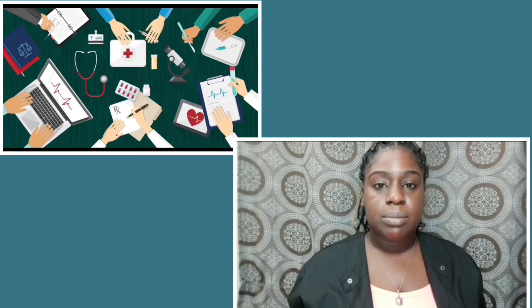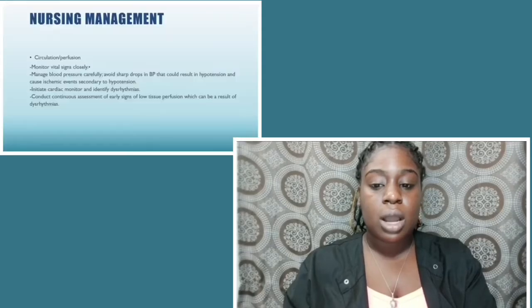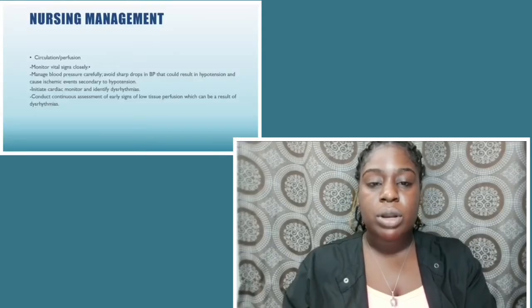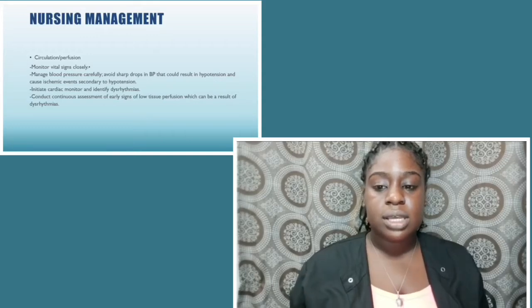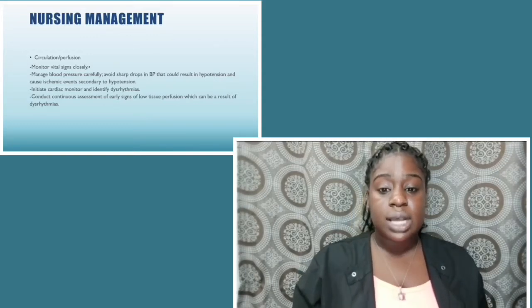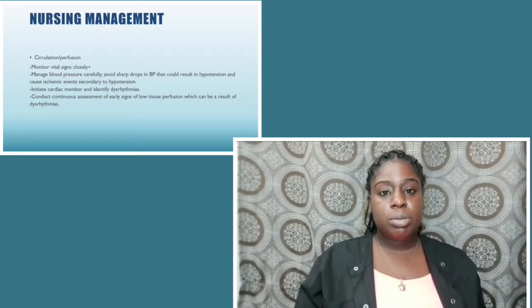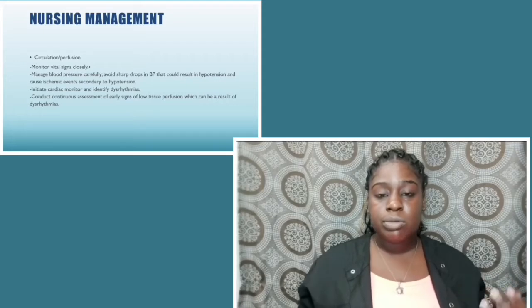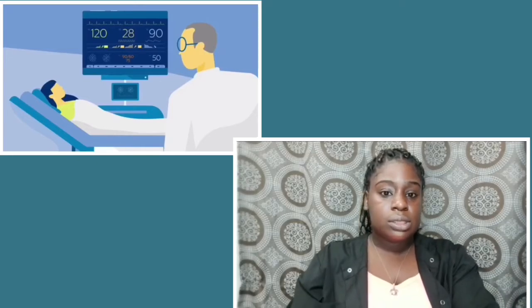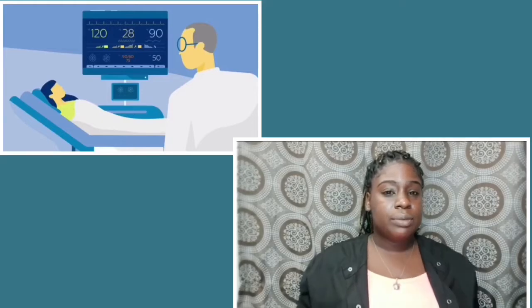Secondly, it's actually important that cardiac monitoring is happening, and we want to check the patient's cardiac monitor every hour, and we're going to look for signs of dysrhythmias. Thirdly, we want to conduct continuous assessment of early signs of low tissue perfusion, which can lead to dysrhythmias. So this would be making sure you're checking the patient's peripheral pulses and assessing their skin for signs of low tissue perfusion, signs of cyanosis specifically, and you can even see edema happening because of venous stasis. So we want to conduct those assessments every shift to make sure that adequate perfusion is happening.